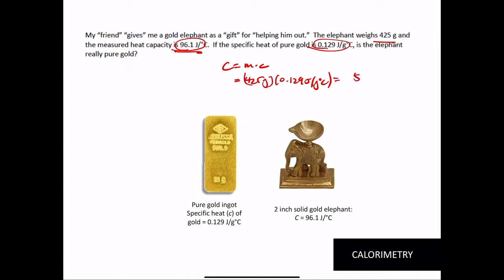Oh no, is that right? Oh, it is 54.8 joules per degree C. So that is not the same as this. So tragically, it is not pure gold.